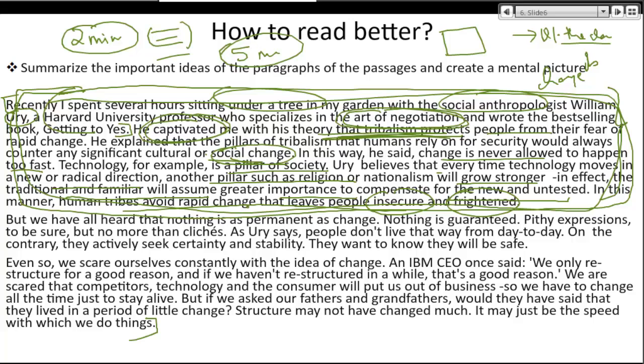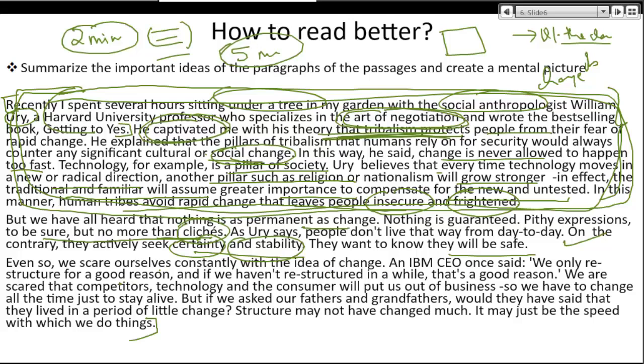But we have all heard that nothing is as permanent as change. Nothing is guaranteed. Pithy expressions to be sure, but no more than cliche. So you have to understand what pithy expressions and no more than cliche mean. The author says that these are good expressions, but they are just cliche. As Urey says, people don't live that way from day to day. On the contrary, they actively seek certainty and stability. They want to know that they will be safe. So people seek certainty and stability and not change. This is what the author says. Again, the same repetition.